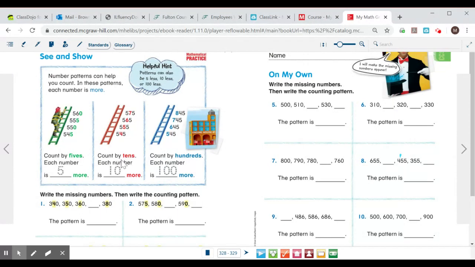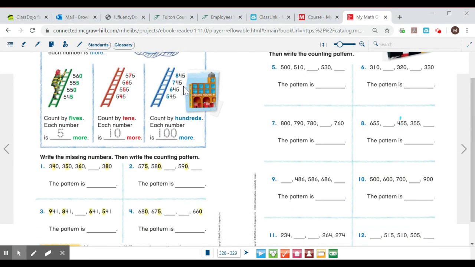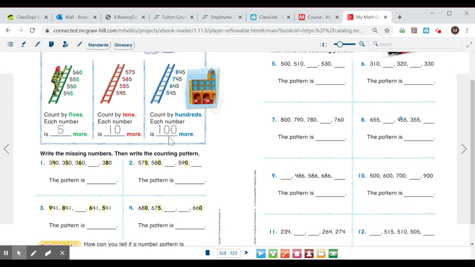Now, when we're counting by our tens here, we have 545, 555, 565, 575. And that tens place is what's changing here because we're counting by tens. Then over here, we have our hundreds, and we're going 545, 645, 745, 845. And we see that our number is getting higher by 100.